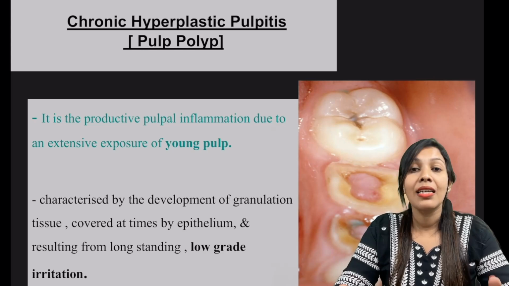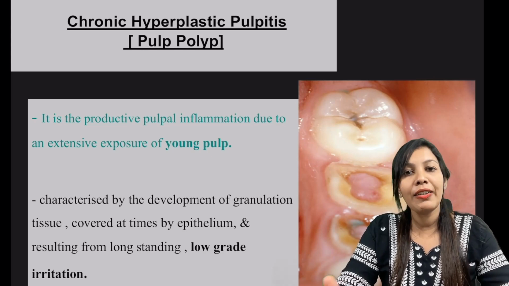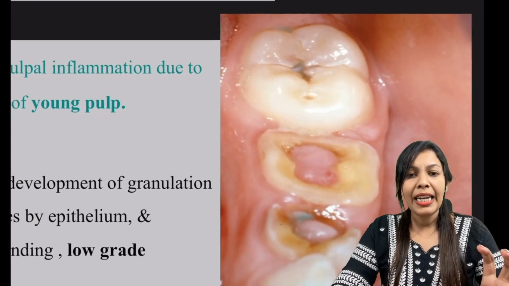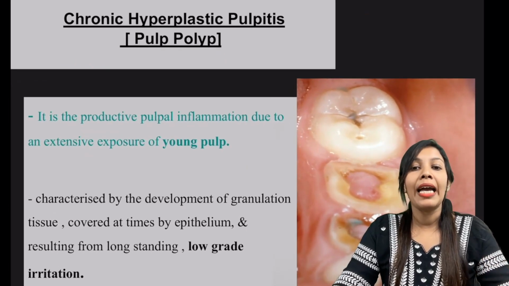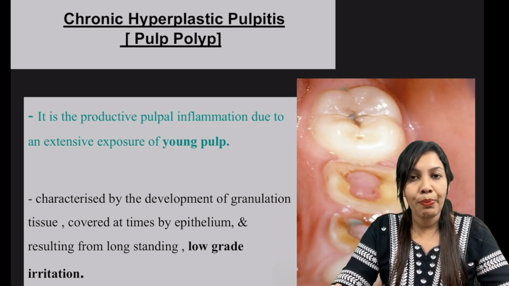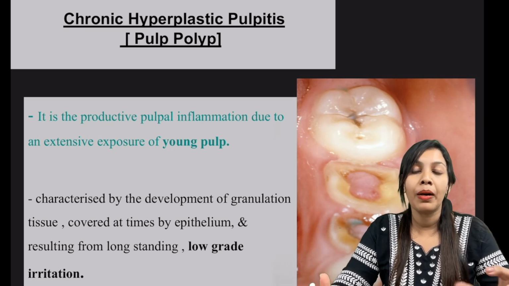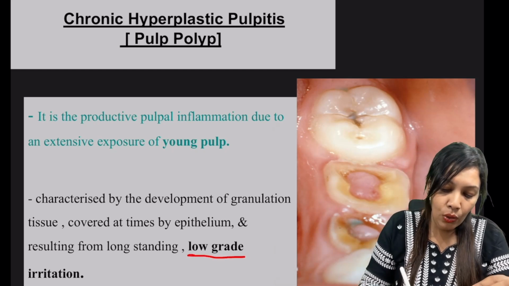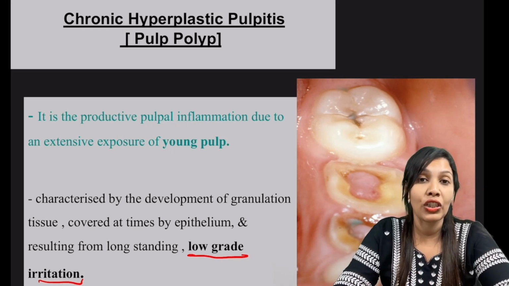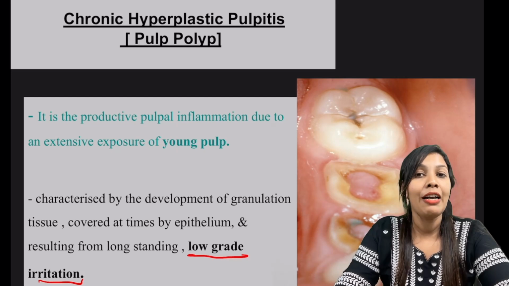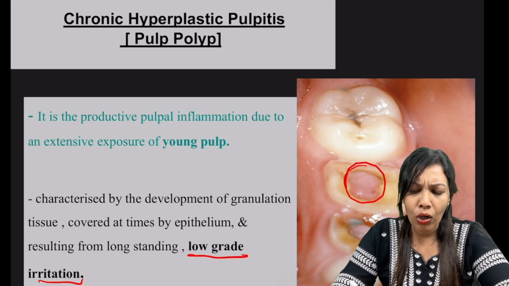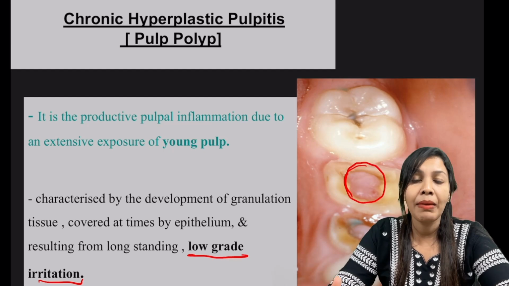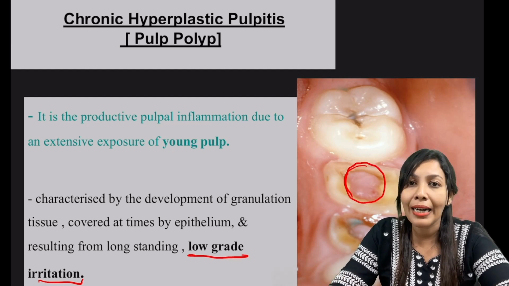Next stage is chronic hyperplastic pulpitis, otherwise called pulp polyp. As you can see in this image, in young people there will be an exaggerated inflammatory response of exposed pulp. This is because of low grade inflammation. That is very important. Low grade irritation leads to this kind of chronic hyperplastic pulpitis, where there will be a pink, cauliflower-like tissue covered by epithelium, mainly because of a long standing scenario, right?